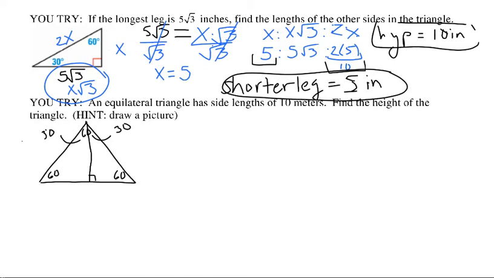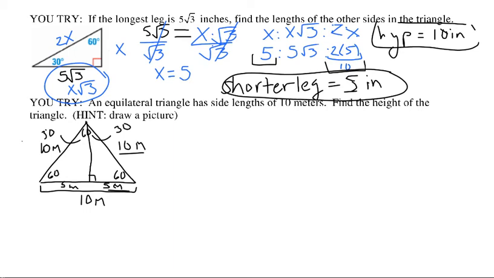From that, we know then that this bottom side has to be 5 meters because the length of that side is being cut in half with our altitude, or the height of the triangle. And then all you need to do is find the height of the triangle. You could use Pythagorean theorem using your 10 and your 5 if you wanted to, or knowing that this is the 30, 60, 90 triangle, we could use the 30, 60, 90 ratio.